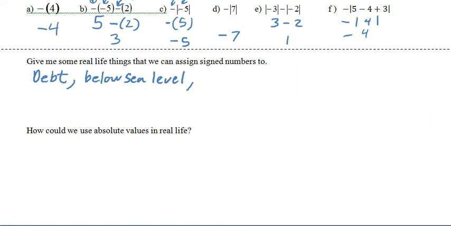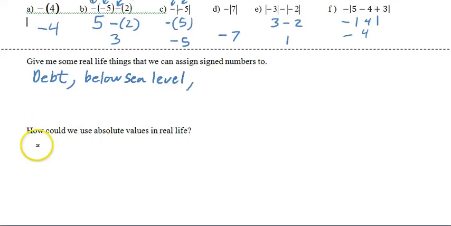Alright? And then, after you finish that, how could we use absolute values in real life? There's another one. So go out and think about this. What are absolute values? These were created for some reason. It wasn't just for the heck of it. So think about some ways that you could use absolute values.